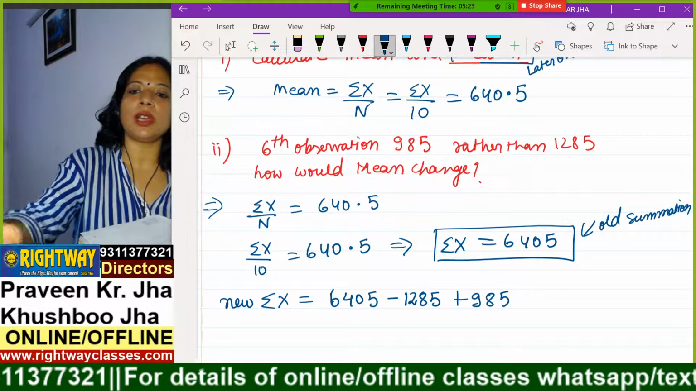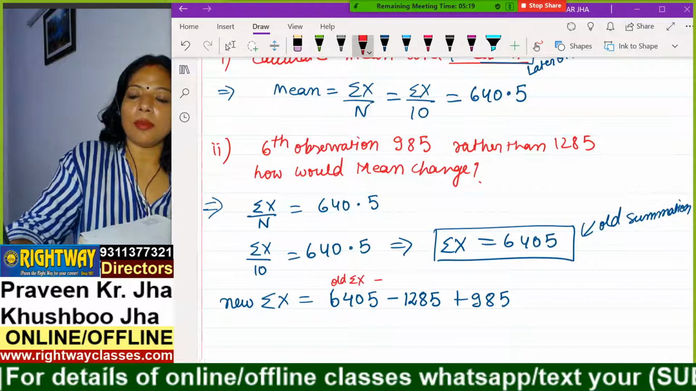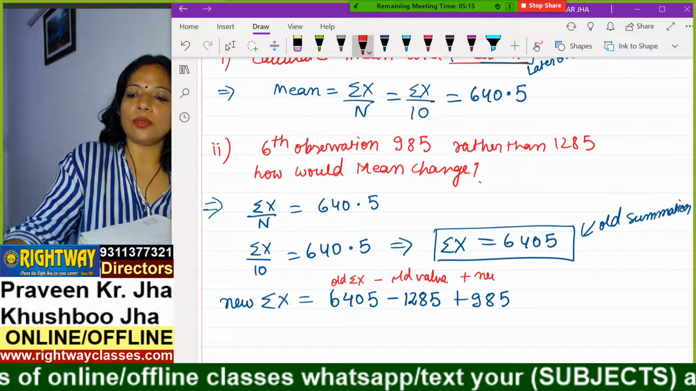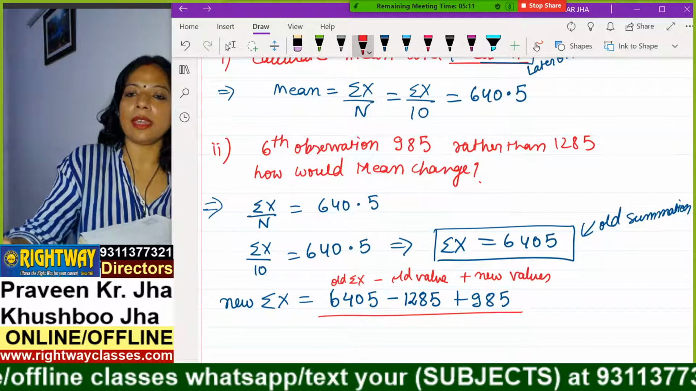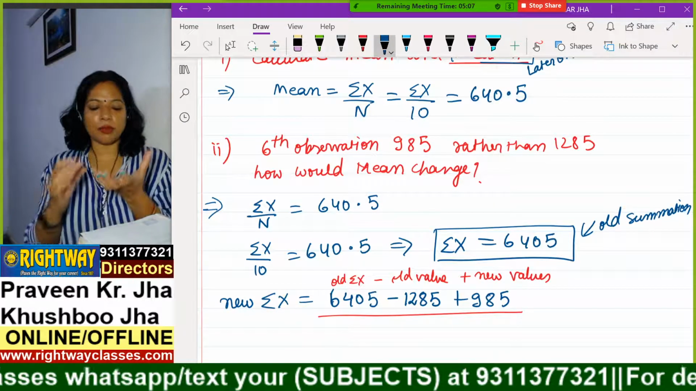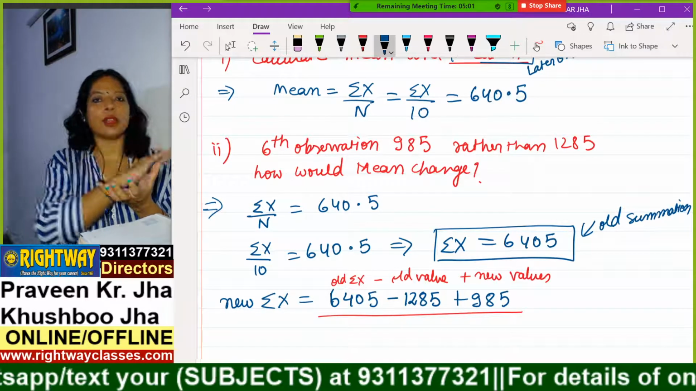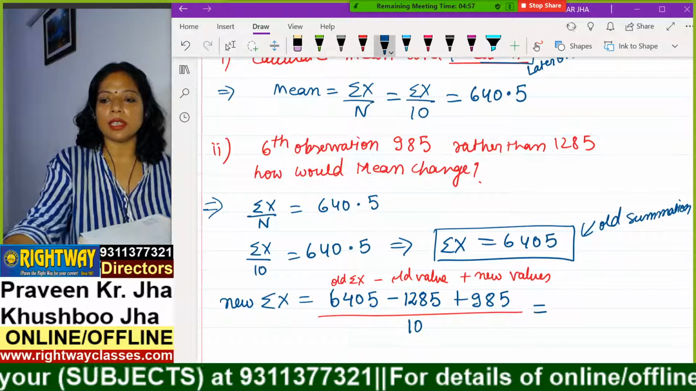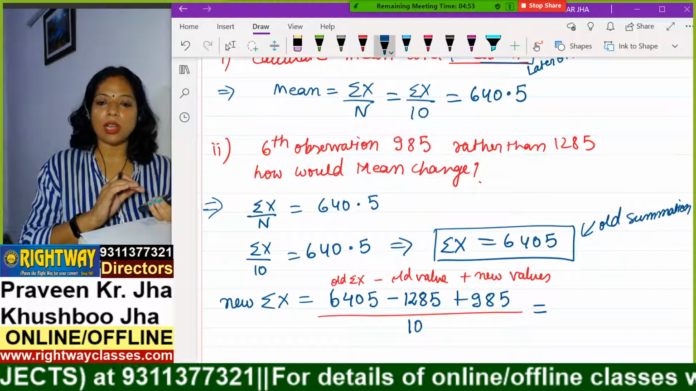There is a formula: old summation x minus old values plus new values upon new n. But there is no change in n. This is the case of replacement. Suppose there were 10 observations. I just removed one and I just added one, so the number will still be 10, so we are dividing by 10. Is it okay or not? The concept is clear. This is called correction of mean.